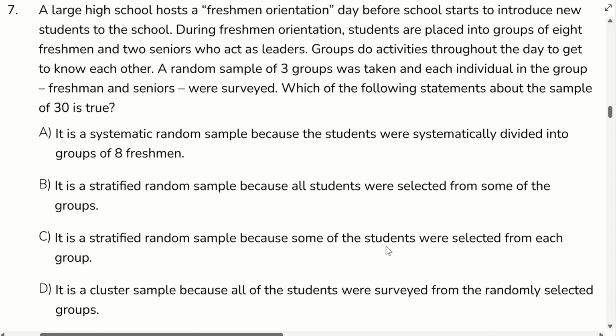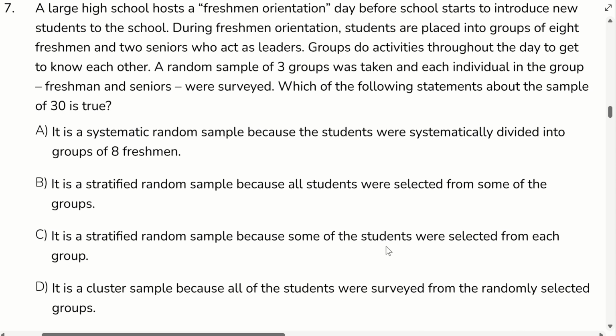A high school hosts a freshman orientation day before school to introduce new students to the school. During the orientation, they're placed into groups of 8 freshmen and 2 seniors who act as leaders. Groups do activities throughout the day to get to know each other. A random sample of 3 groups was taken, and each individual in the groups was surveyed. Which of the following statements about the sample of 30 is true?